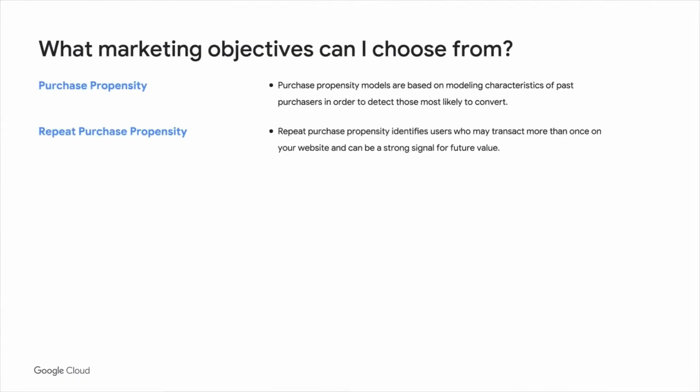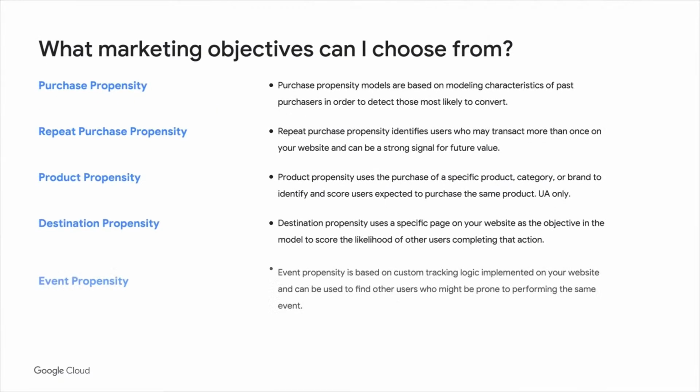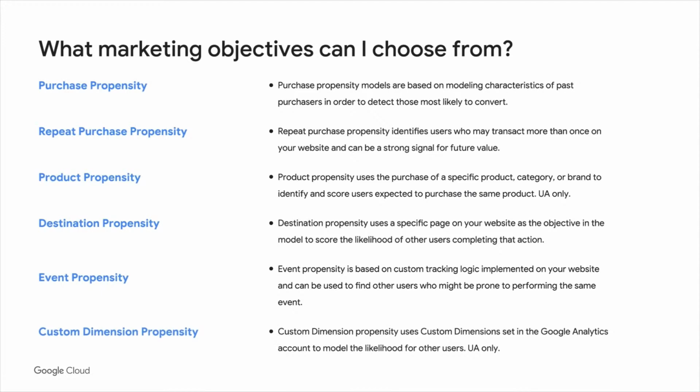Speaking about the marketing objective, Instant BQML has recommended a few common options here for us to select, and the underlying machine learning model will then be tuned towards that objective. For example, purchase propensity and repeat purchase propensity are based on actual transactions that have happened, and you want to model the characteristic of those users who will most likely convert so that you can target them more effectively.